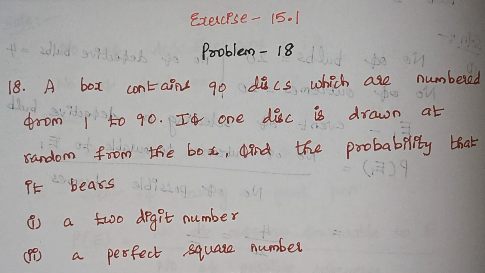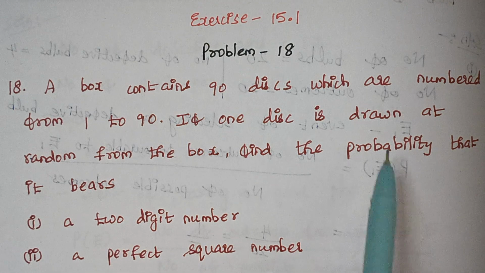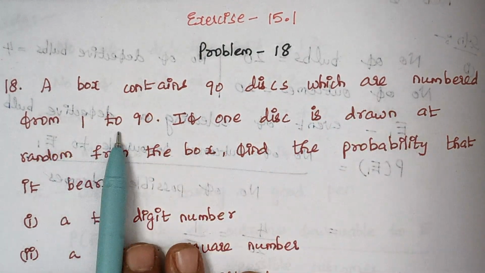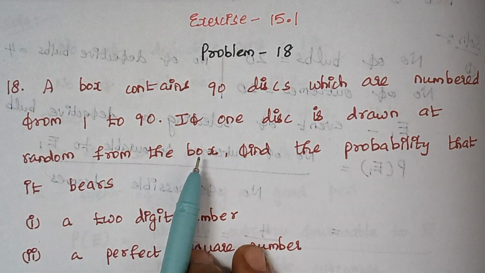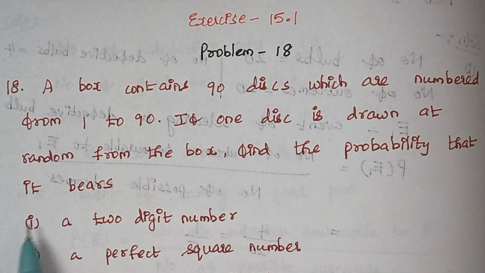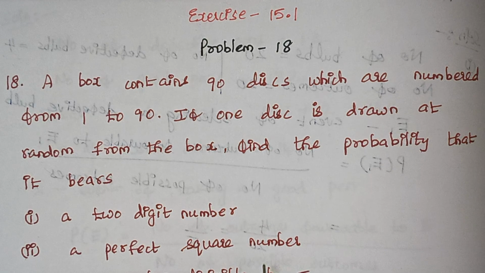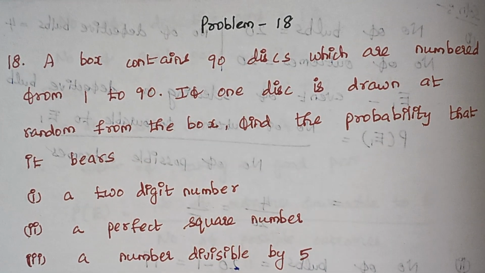Today we are going to solve problems in exercise 15.1 probability. We start with problem 18. A box contains 90 discs which are numbered from 1 to 90. If one disc is drawn at random from the box, find the probability that it bears a two-digit number. Second, a perfect square number, and third, a number divisible by 5.